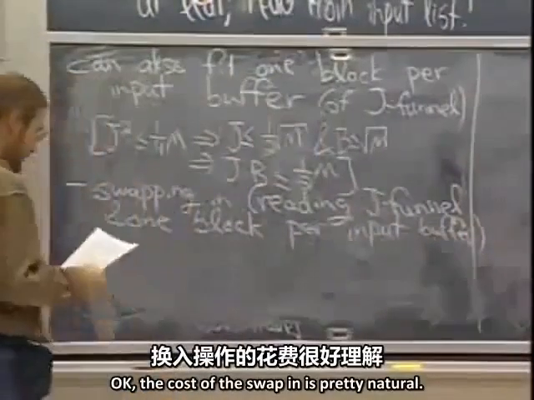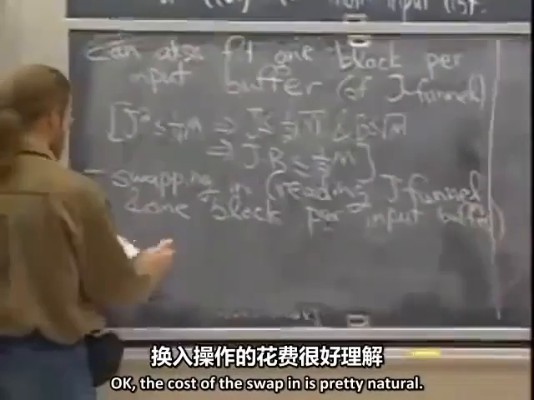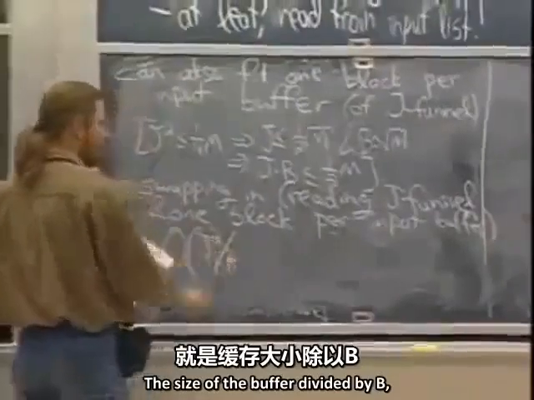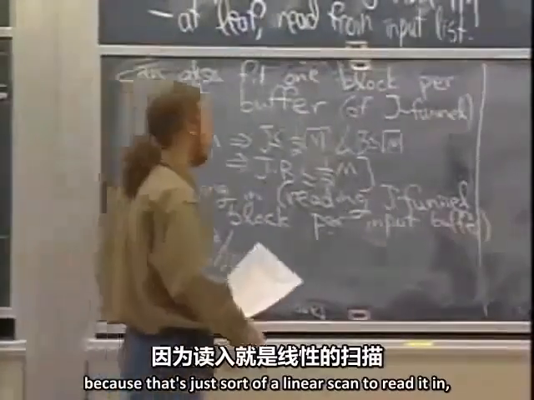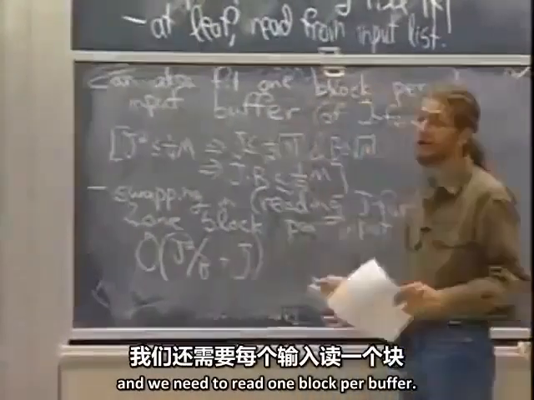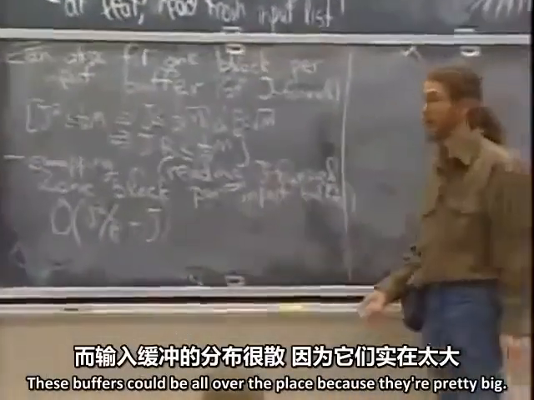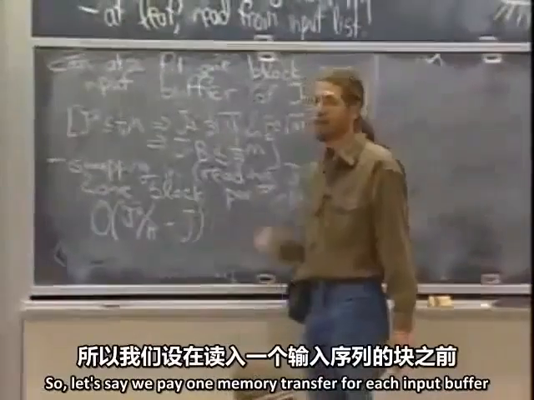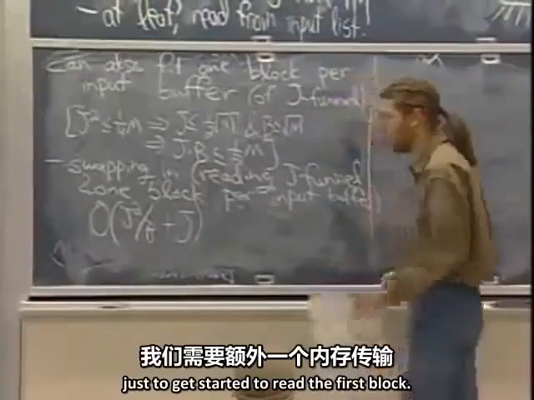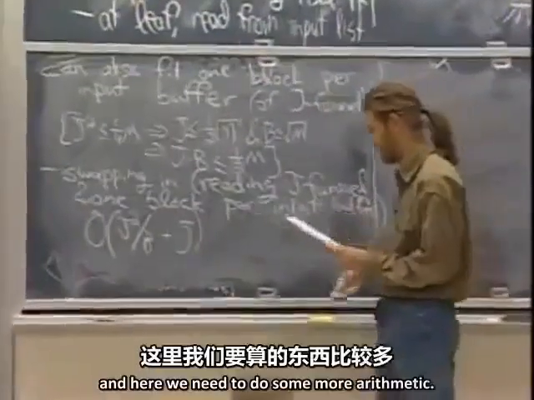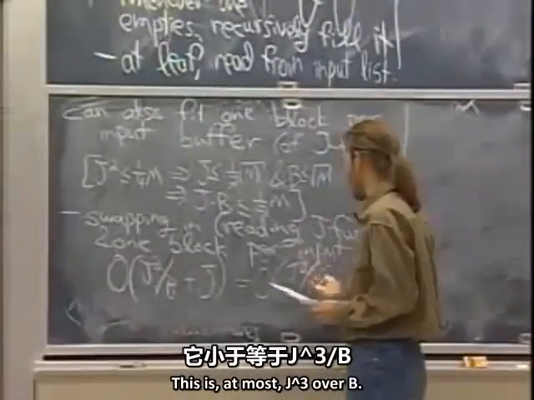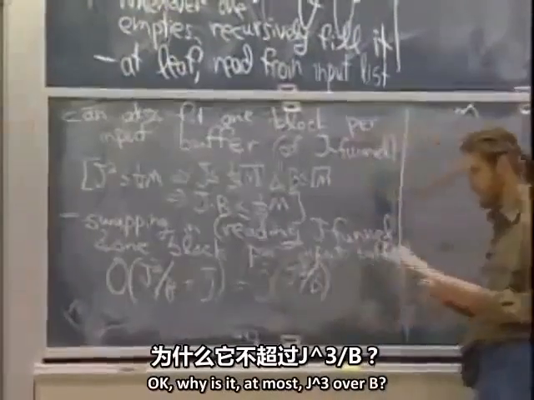Okay, the cost of this swapping in is pretty natural. The size of the buffer divided by B, because that's just a linear scan to read it in. And we need to read 1 block per buffer. These buffers could be all over the place because they're pretty big. So let's say we pay 1 memory transfer for each input buffer just to get started to read the first block. Okay? The claim is, and here we need to do some more arithmetic, this is at most j cubed over B.